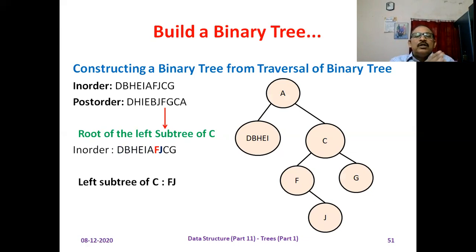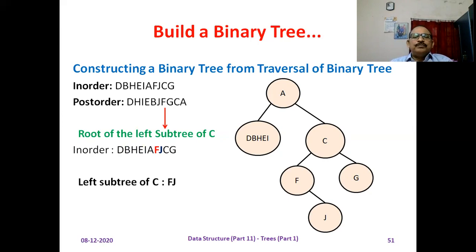Now, move in the right to left direction in the post-order traversal sequence. Here you can see in the F, J nodes, F appears first. Therefore, F becomes the root of the F, J nodes. Now, look at the in-order sequence. J is the right of F. Therefore, J becomes the right child of F. So we have finished the left subtree of C.